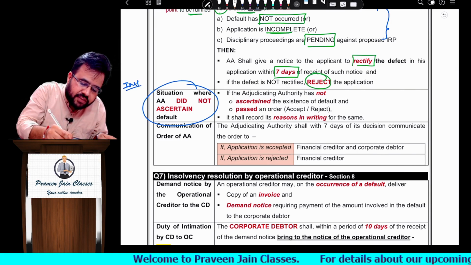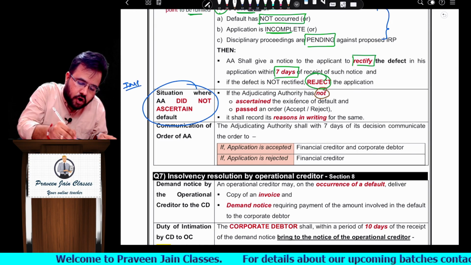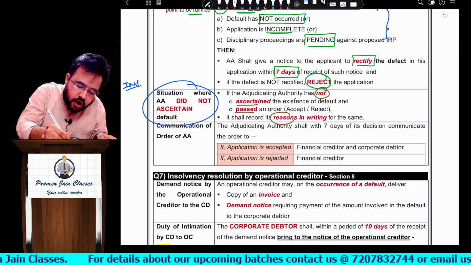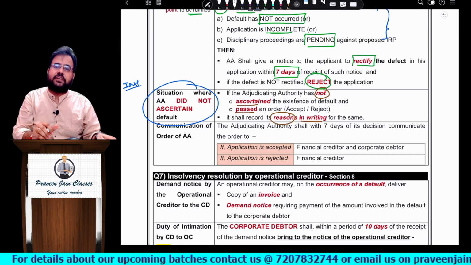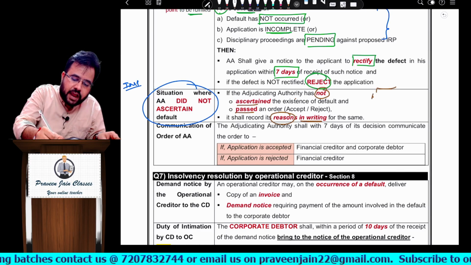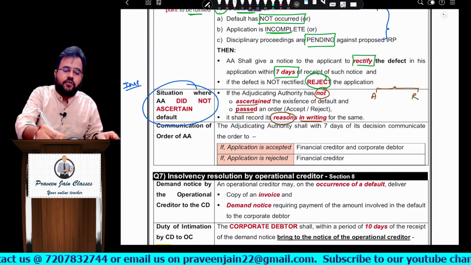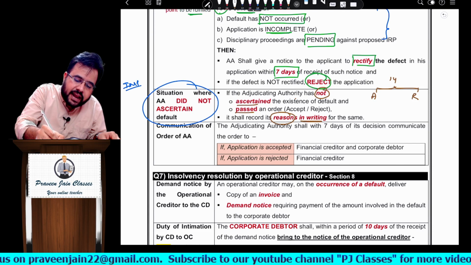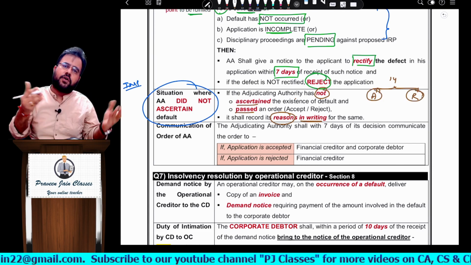Let us see. If the adjudicating authority has not ascertained and passed the order, sir, it shall record its reasons. So you have to give your reasons in writing, sir. So either you should admit or you should reject. For this, how many days are there, sir? 14 days are there. 14 days are over. Neither this has happened nor that has happened. No problem, sir.